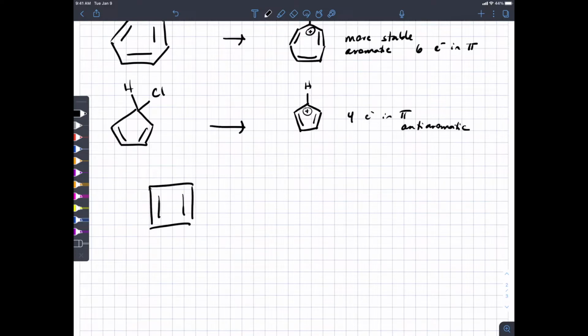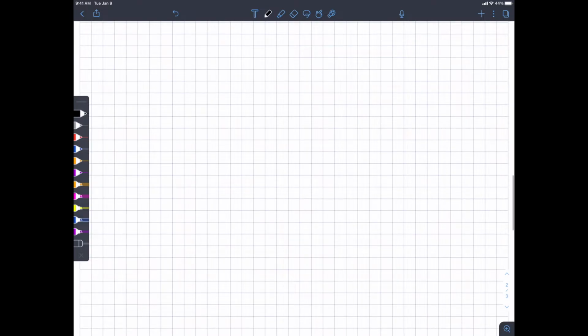All right. So now let's talk about where this rule about the number of pi electrons comes from. I'm going to try not to make this too technical, but I do want to talk enough about the orbitals involved that you can see where this comes from.